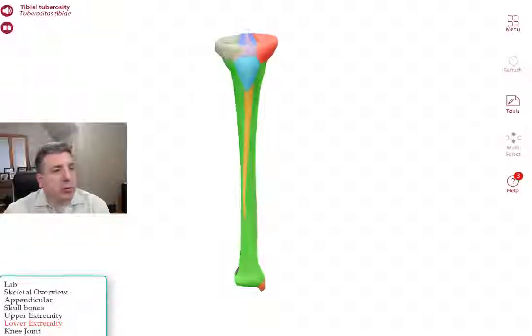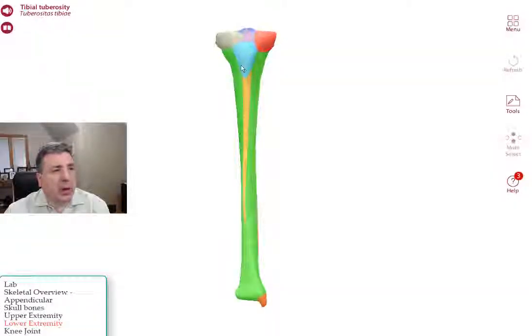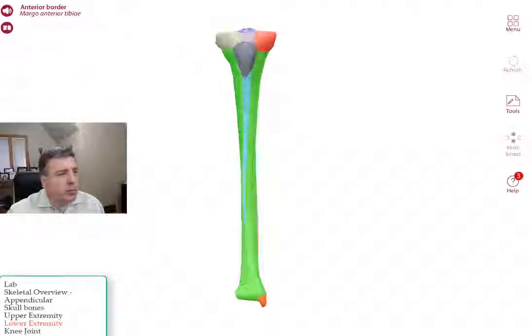We have your tibial tuberosity. This is what the patellar ligament, or patellar tendon, attaches to. The anterior border, or anterior crest, is going to be that sharp line that you see going down the anterior middle portion. And then this is going to be the attachment site for the deep fascia of the leg.